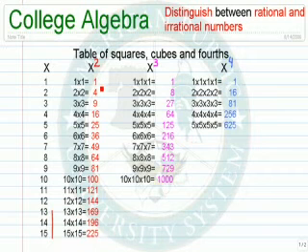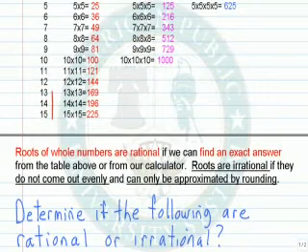So we're going to look for these key red values when squares, the key purple values when cubes, and the key blue values when raised to the fourth power. Roots of whole numbers are said to be rational if we can find an exact answer from the table above or from our calculator. Now please notice, if we were going to take the square root of 81, the answer would be 9. It would be rational. If we had the square root of 80, it doesn't come out evenly, so it would be irrational. Roots are irrational if they do not come out evenly and can only be approximated by rounding.